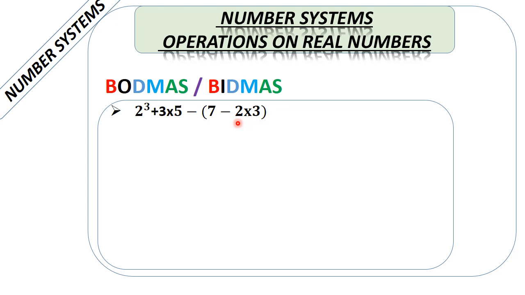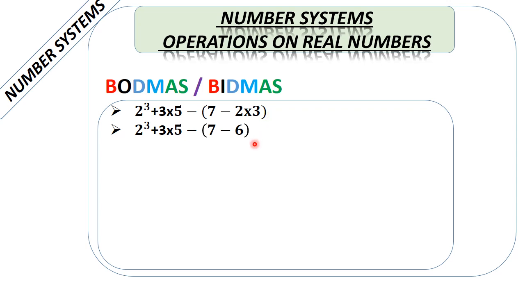So if we go to BODMAS, which one starts first between subtraction and multiplication? Definitely it's multiplication. So we'll start with multiplication. So 2 times 3, we're going to get 6. So we're going to rewrite everything, but here, these two are going to be replaced with 6, since 2 times 3 is going to give us 6. So we'll have 2 power 3 plus 3 times 5 minus open bracket 7 minus 6 close bracket.